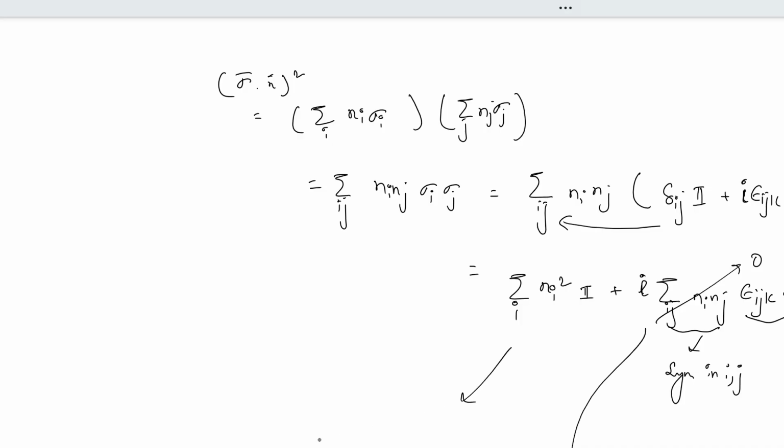So you are only left with the sum over i of n_i squared. Also note that n cap is a unit vector, right? So if it is a unit vector, then its magnitude is 1. So the sum over n_i squared, each of the components squared summed, will also be 1. So this is totally the identity matrix, because this is I times 1 plus 0. So this is the identity matrix, 1 0 0 1.